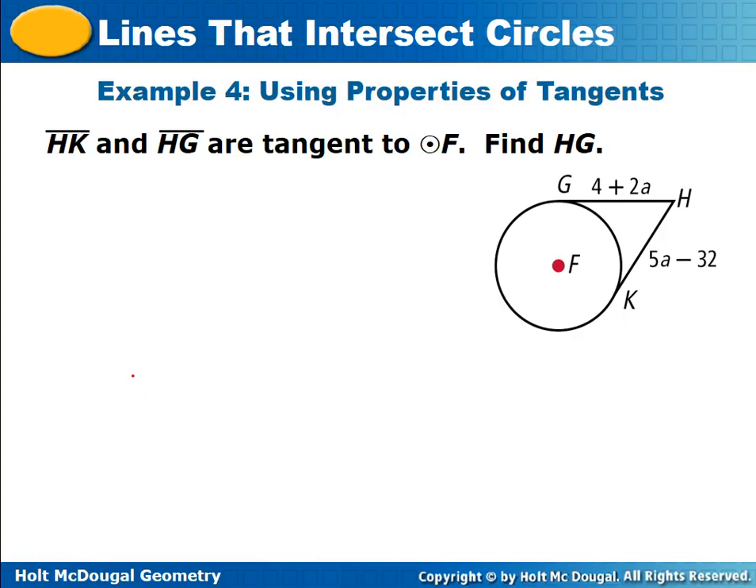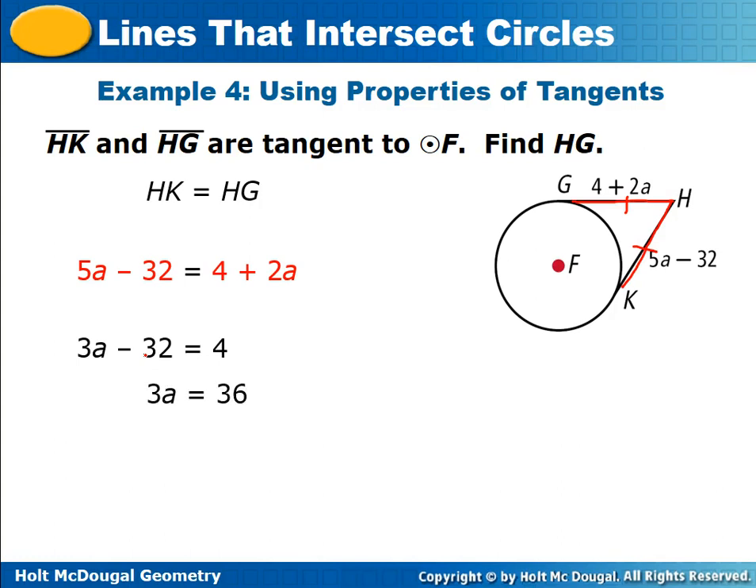So let's go ahead and work a couple problems with these. So in this one, that means that GH, this segment up here, is going to be congruent to the segment up here because they come from the same point. So we can say HK is congruent to HG. Set those equations equal to each other. Subtract 2a from both sides and add 32 to both sides. When we do that, we get 3a is equal to 36. So a is equal to 12.